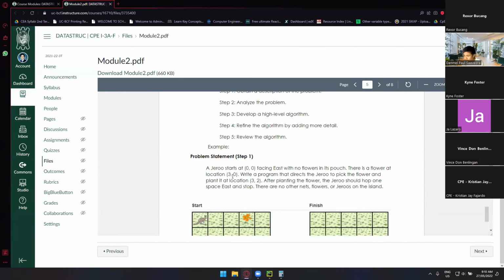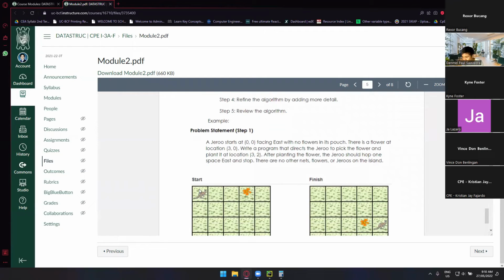So a 0 starts at 0, 0, okay, 0 column, 0 row. So in here, we don't read this one as row 1 and column 1. So this one is column 0 and then row 0 rather. Okay, so that is why we have 0, 0. And then does anyone know why we call this one 0? Does anyone have an idea why this is 0?